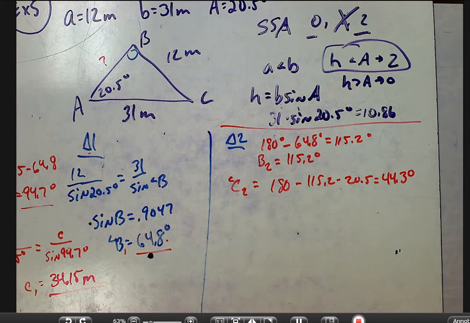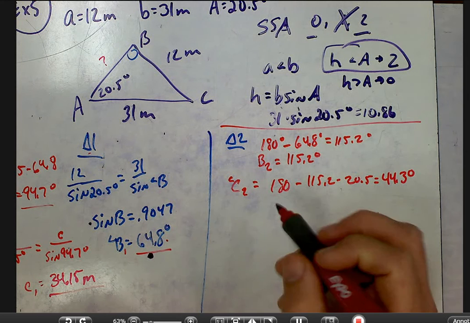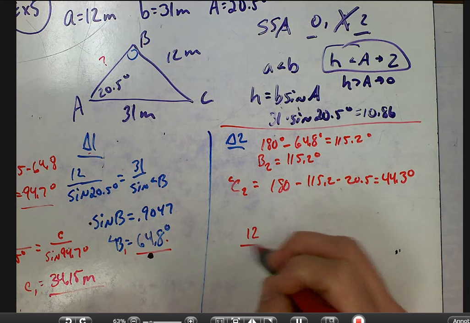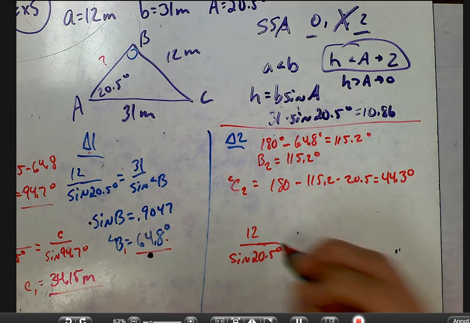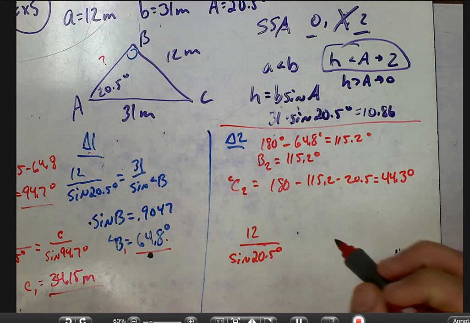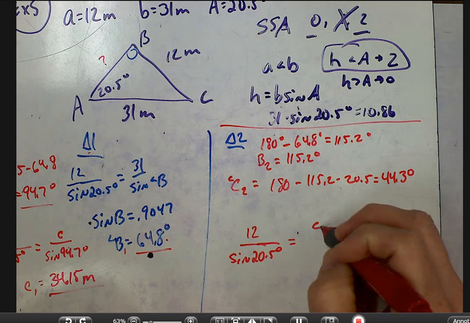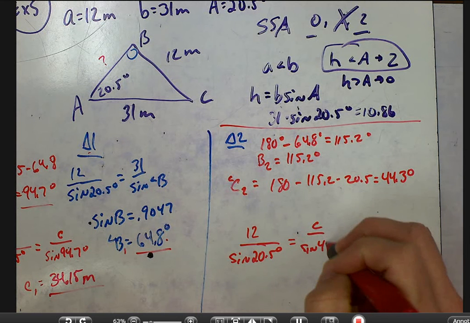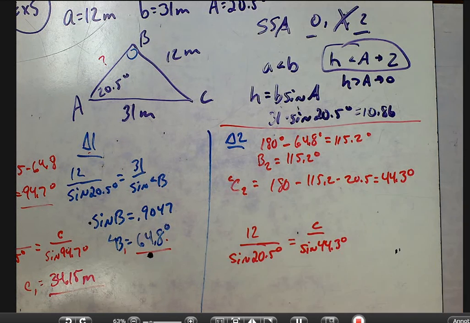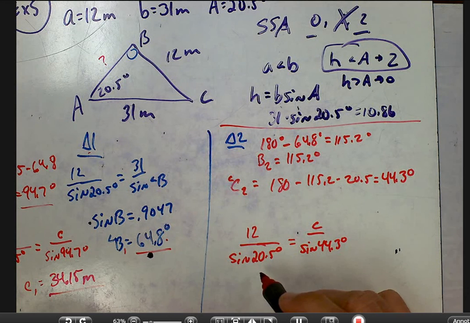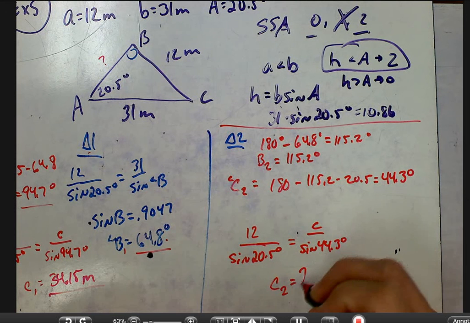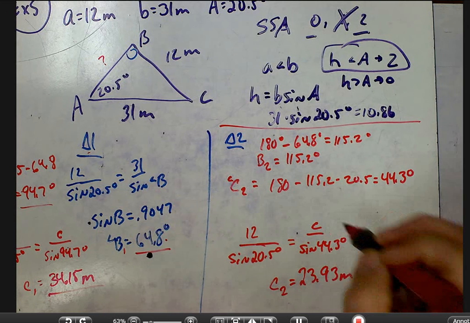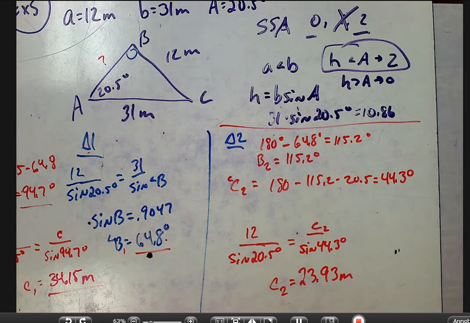To find side C2, I go back to the original information, which is 12 over the sine of 20.5 degrees equals side C over the sine of 44.3 degrees. And I do 12 times the sine of 44.3 degrees, divide that by the sine of 20.5 degrees, and I get C2 equal to 23.93 meters. And that's how you find both possibilities.